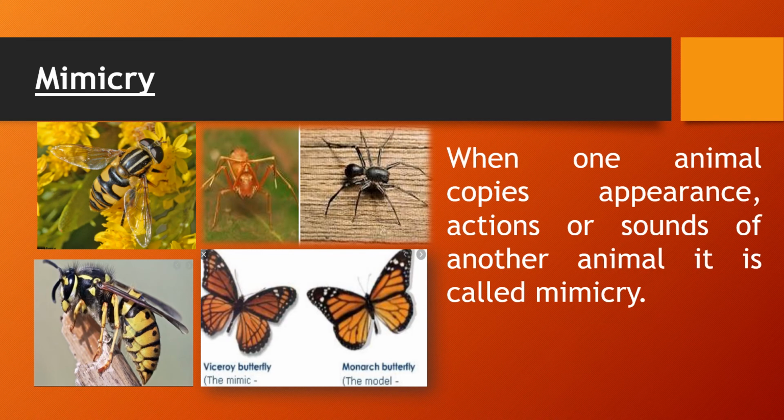In most cases which have been studied, the mimic gains the advantage. For example, if a tasty animal looks like a poisonous one, it is less likely to be eaten. And at the other extreme, if a dangerous animal looks like a harmless one, it can easily catch its prey without raising an alarm.